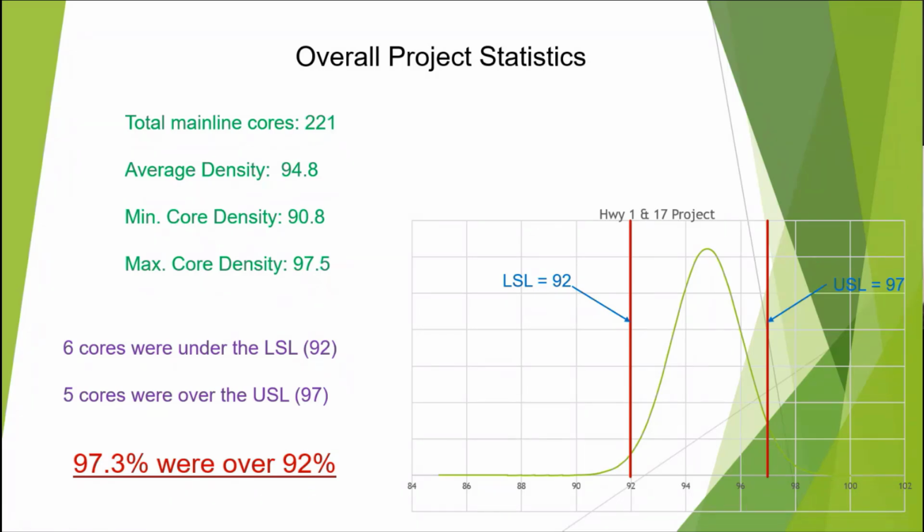So Kurt's data was the average density was 94.8, and this is 221 cores, mainline paving cores. The minimum one was 90.8. The maximum was 97.5, which accounts for this little right tail. If I can get my cursor working here. Right tail here. 6 cores were under out of the 221. 5 cores were over. So 97.3% of those cores representing that project's paving and rolling process were within the spec limits, and that's good.